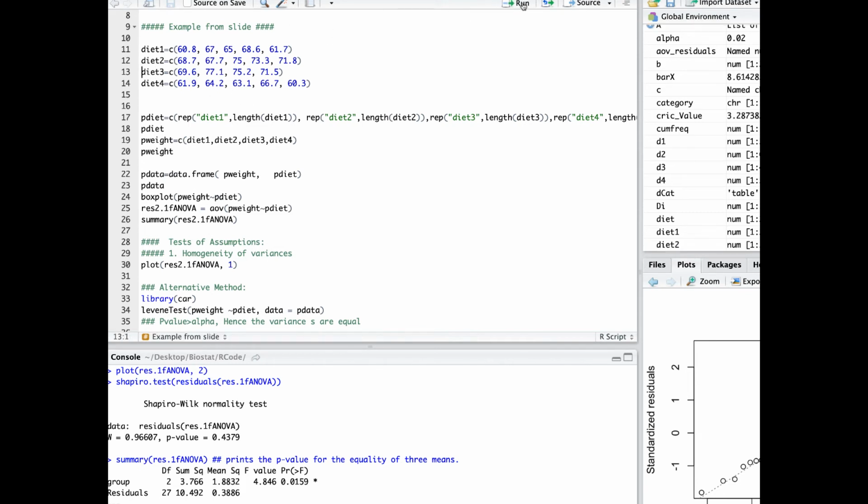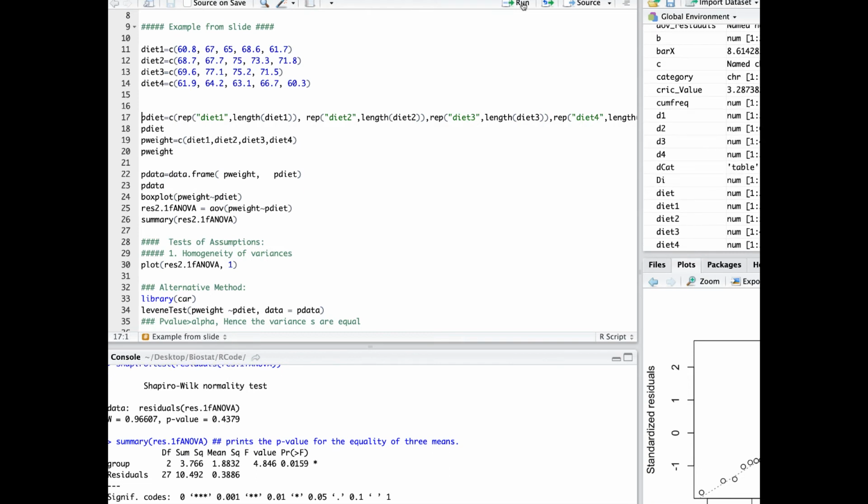So let me run these three data, and what I'm trying to do here is change these data into just two columns, okay? What I want to do is repeat. I want to write diet, like 60.8, 67.67, 65, 68.6, 61.7 and then diet 1, diet 1, diet 1, like that. Do you remember the treatment and the weight? The weight was 4.7, 4.8, 4.9 and the second column had control, control, control, control. So we want to create data of that type as in the previous example, okay?